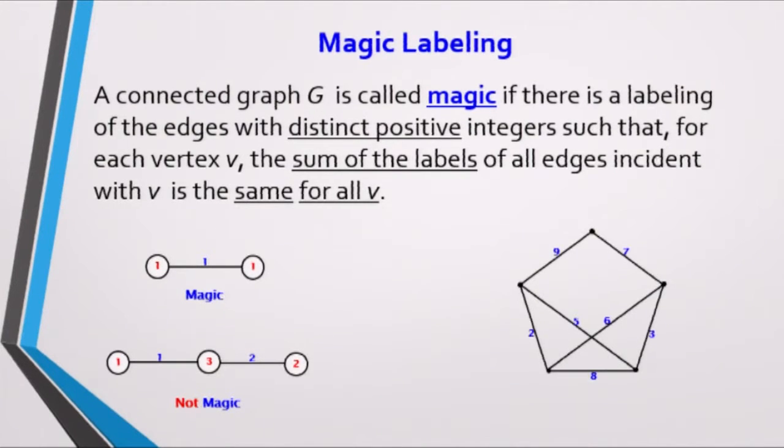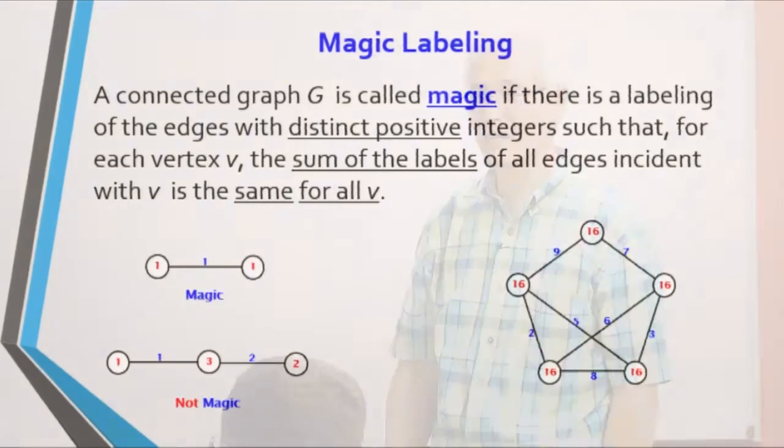Here's a graph with the following labels on it. 9 plus 7, 16. 9, 5, 2, 16. 2, 6, 8, 16. 8, 5, 3, 16. 3, 6, 7, or 7, 6, 3, 16. The sum is the same for every vertex, and so it is magic.